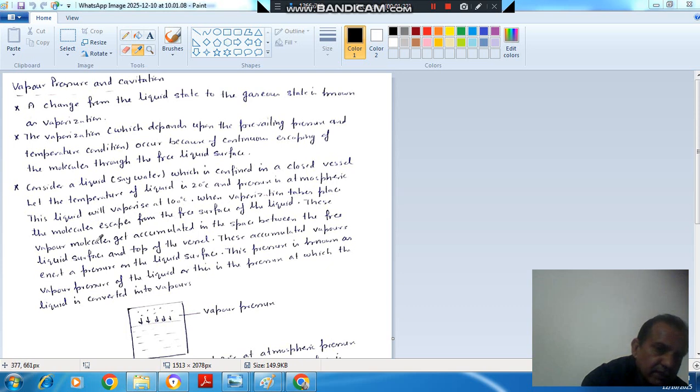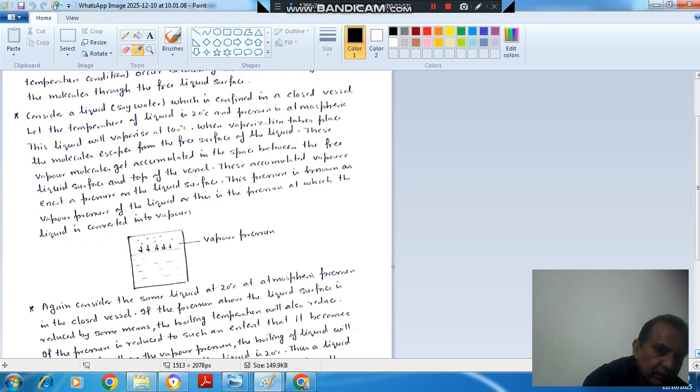When the evaporation takes place, the molecules escape from the free surface of the liquid. These molecules get accumulated in the space between the free liquid surface and the top of the vessel. Here, these accumulated vapors exert a pressure on the liquid surface. This pressure is known as the vapor pressure of the liquid, or the pressure at which the liquid is converted into vapor.